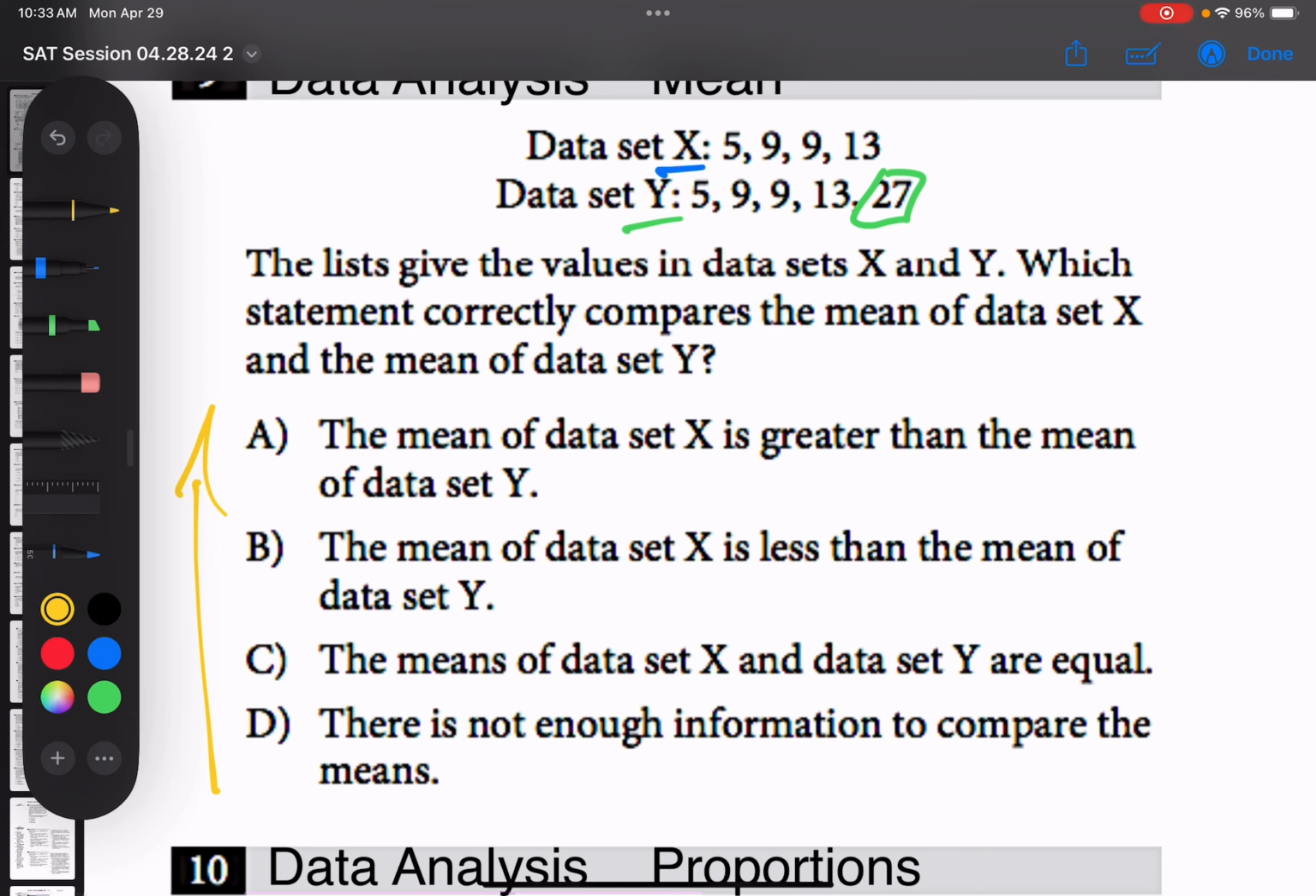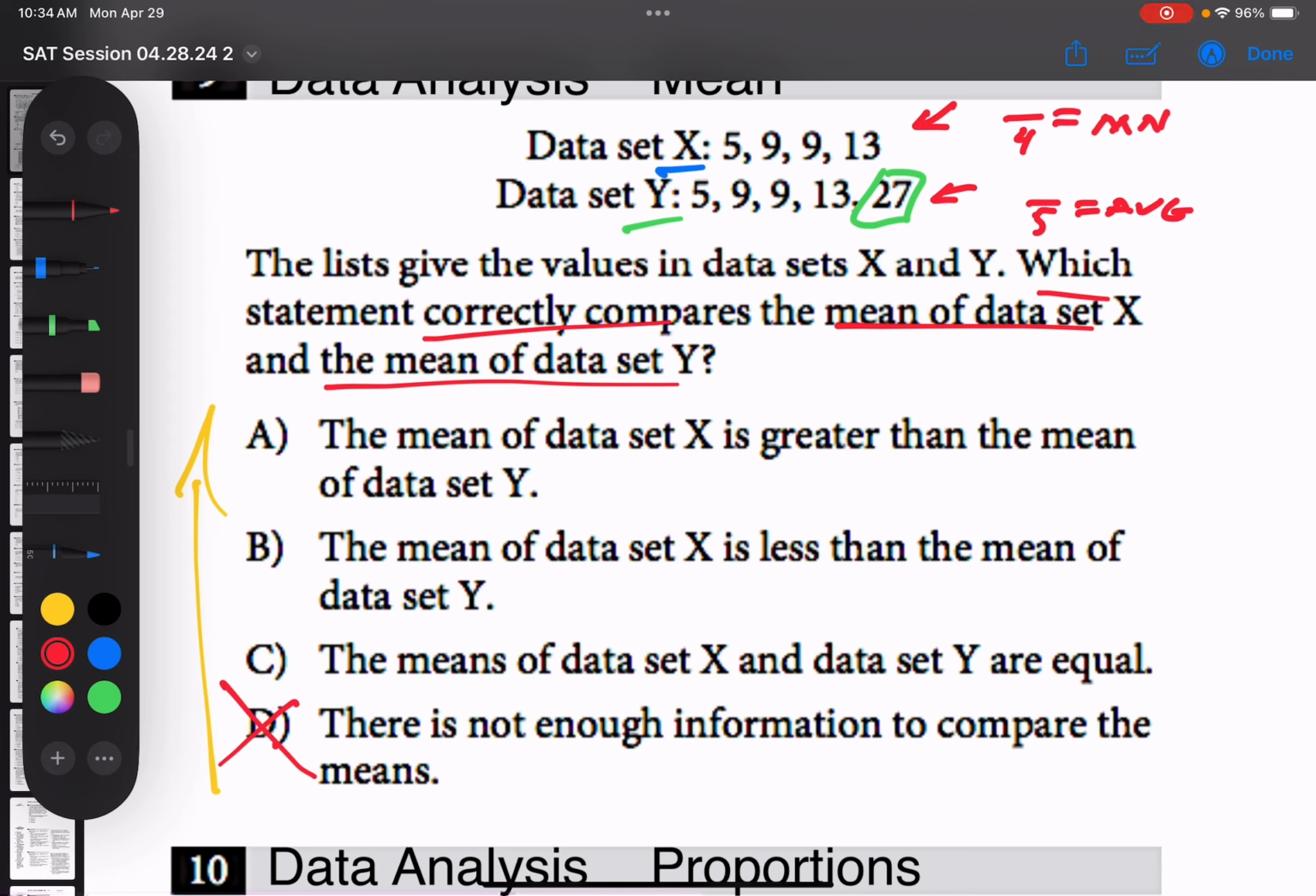Let's take a look. D reads, there's not enough information to compare the means. So the whole question is, which statement correctly compares the mean of data set X and the mean of data set Y? We notice that we have a set of numbers, right? Now they're saying in this answer D, there's not enough information to compare the means. That's ridiculous. Of course you can compare the means. Remember, the mean is to add all these guys up, and then you would divide it by 4. And these guys, you add them all up, but you would divide it by 5, and therefore you would get your average or your mean. Average and mean are the same thing. All right, so D is ridiculous.